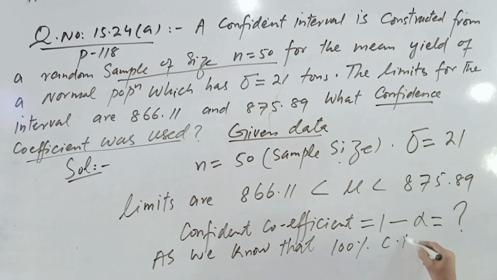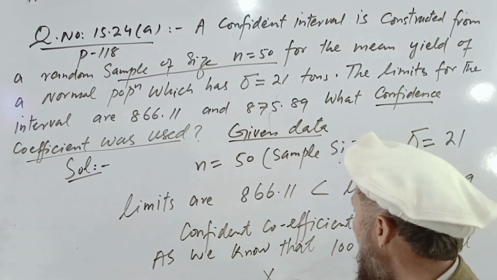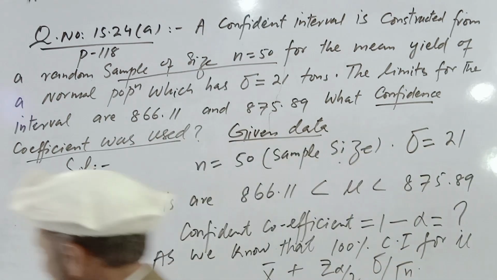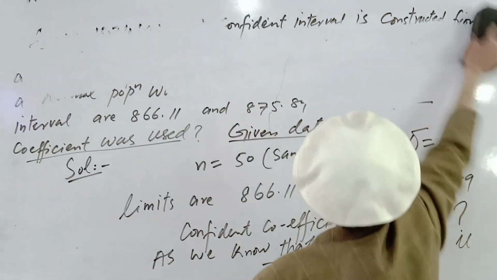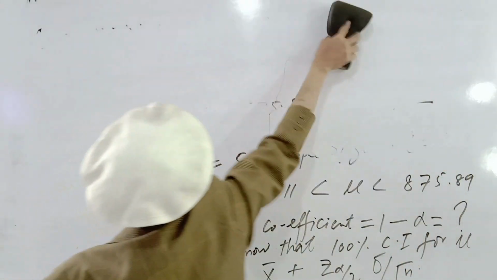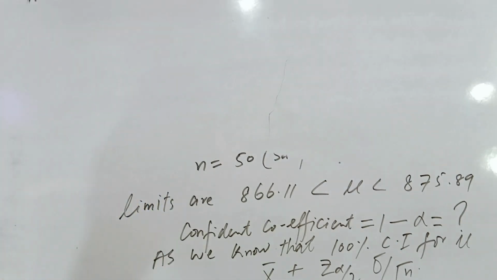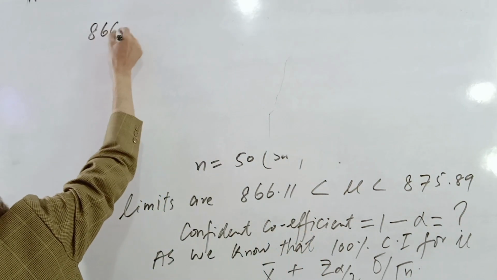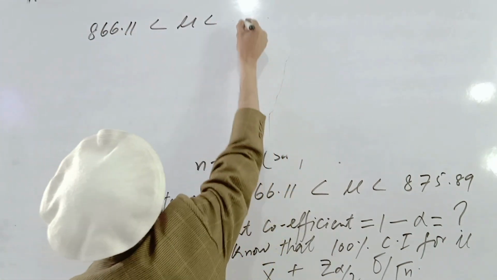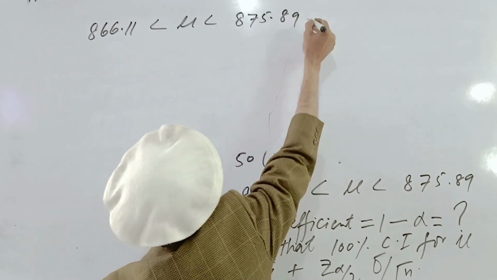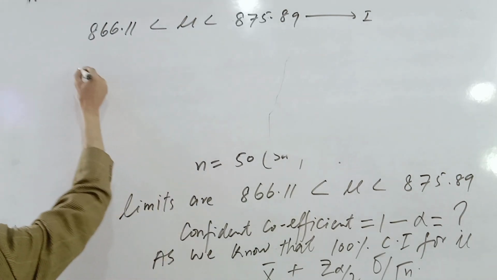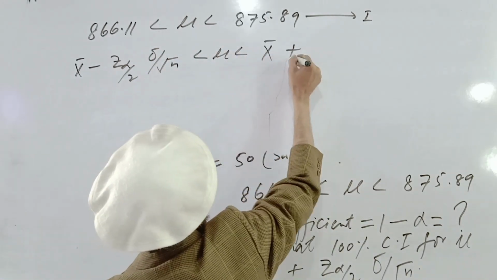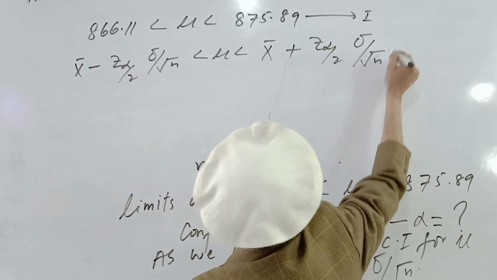confidence interval for the population mean is x bar plus minus z alpha by 2 sigma over root n. Sigma is already known. Now we write it in the form of limits, which are given here: 866.11 less than mu less than 875.989. We call this equation number first. From here, x bar minus z alpha by 2 sigma over root n less than mu less than x bar plus z alpha by 2 sigma over root n, equation number second.